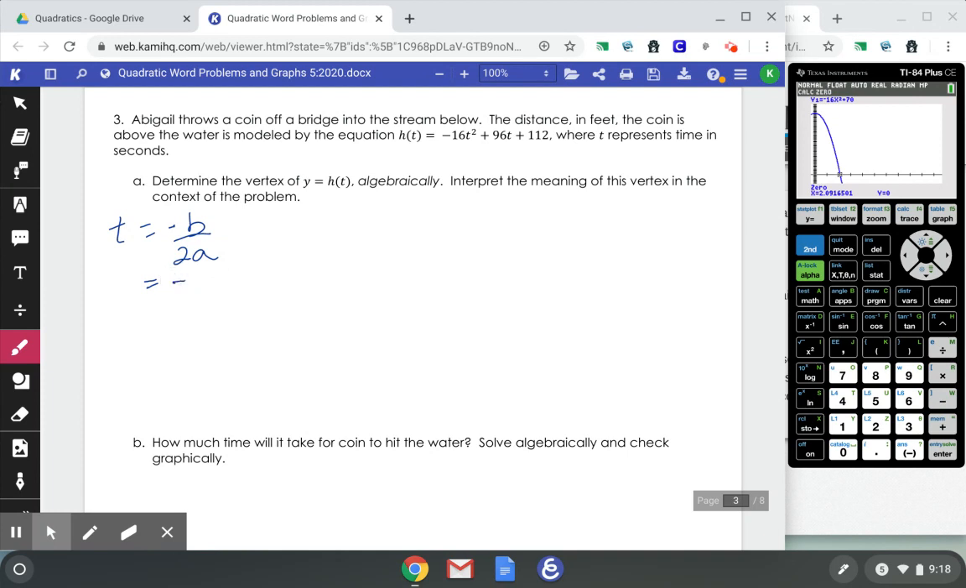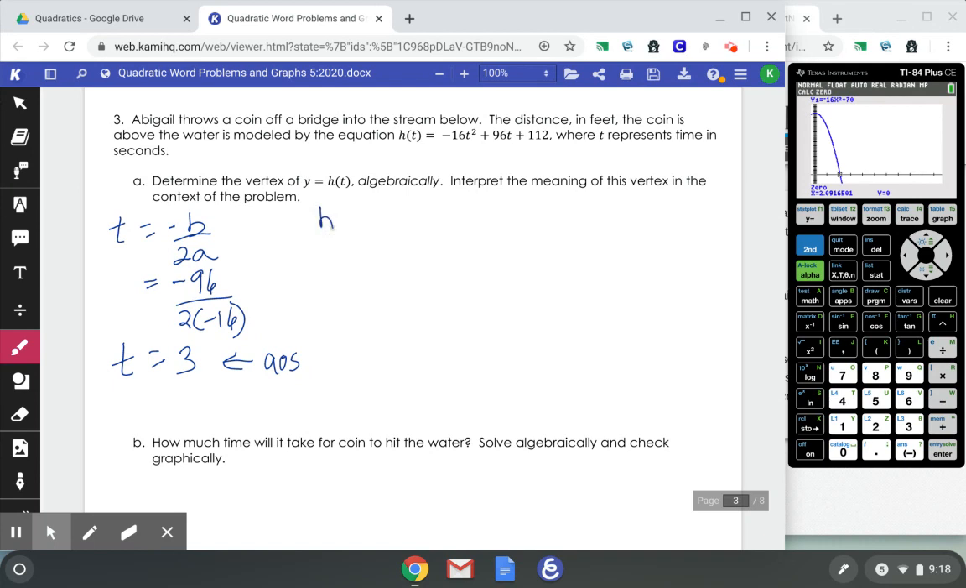So I'm going to plug in 96, so I get negative 96 over 2 times negative 16. All right, that ends up equaling 3. So my t value, my time value, is 3. Okay, remember that actually is your axis of symmetry. Now to find the vertex, we have to find the y value, or in this case, the h of t.